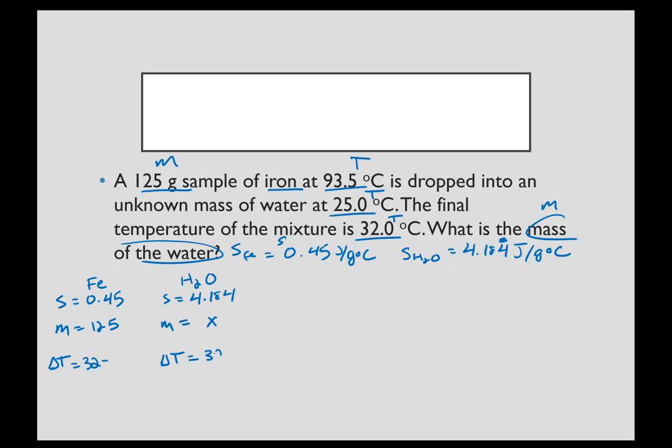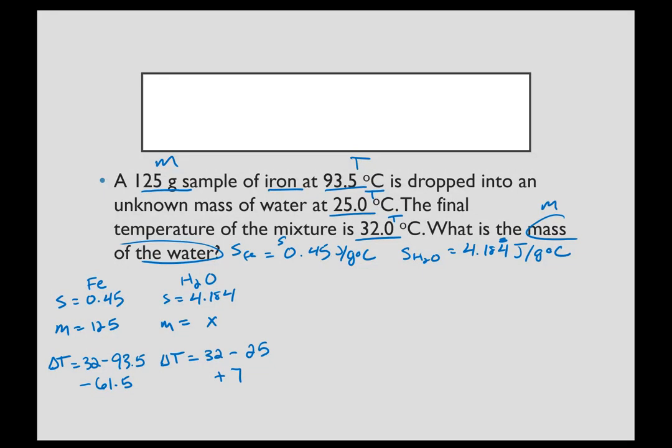So when I'm calculating my delta T and I'm doing final minus initial, the final for both is 32. The iron started at 93.5. The water started at 25. So the iron's going to decrease 61.5 degrees. The water is going to increase 7 degrees. Huge difference there. That difference is because of the difference in specific heats.